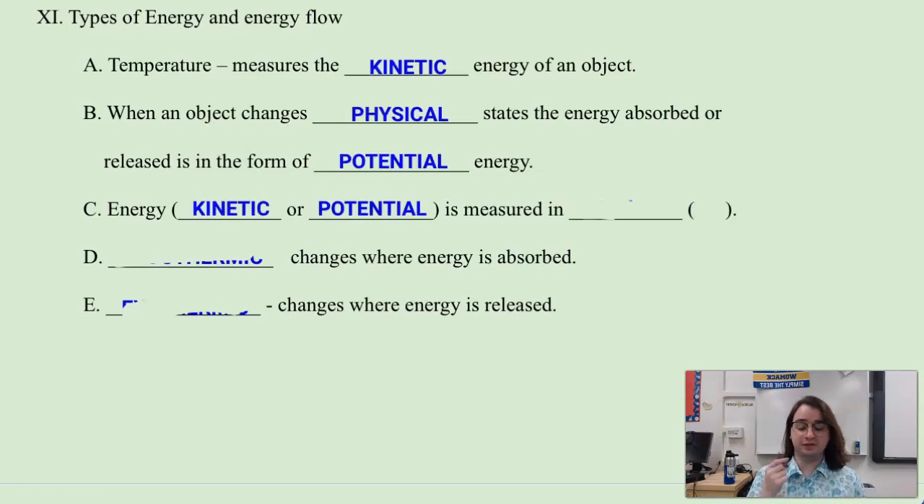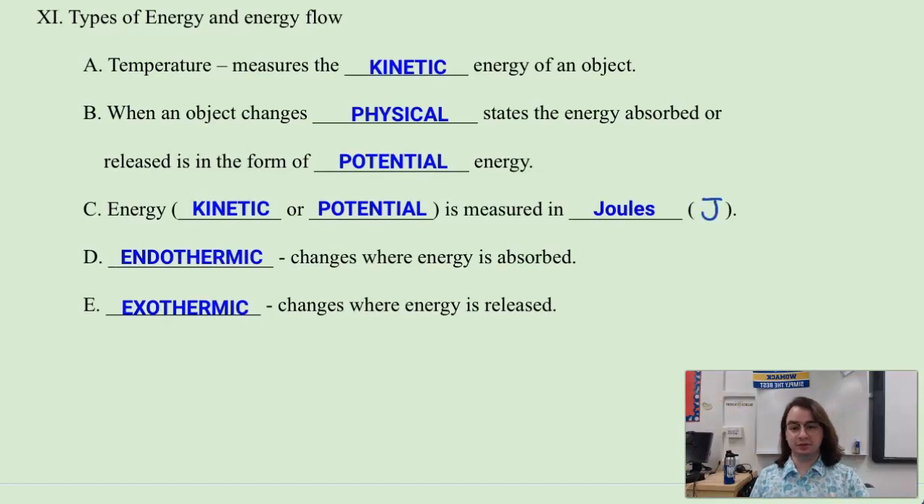When an object changes physical states, meaning when it goes from a solid to a liquid or a liquid to a gas, the energy absorbed or released in this form is called potential energy. Now, energy, whether it's kinetic or potential, is measured in joules, a unit that we have seen in the past. What's interesting about energy in general is the key point at letter B. It says that energy involved in phase changing is potential energy.